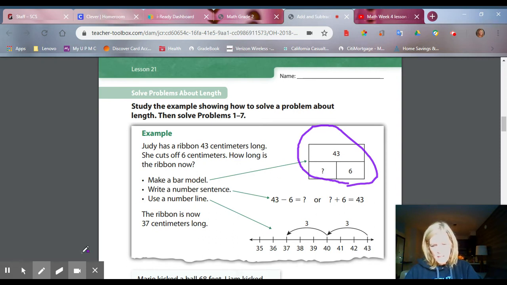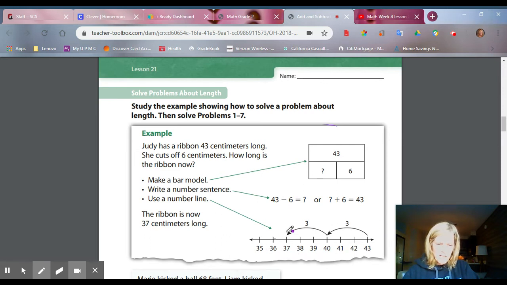The other way to solve it is what we did yesterday. Yesterday, or in the previous page, depending on when you watched it, we wrote addition and subtraction sentences. We took the longest length, which in this case is 43 centimeters, subtracted the shortest length, and that equals the difference. Or you take the shortest length plus a length we don't know will give us the total. Either way, we get the answer.